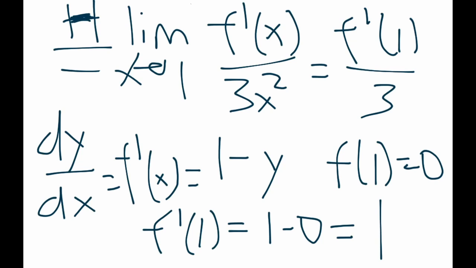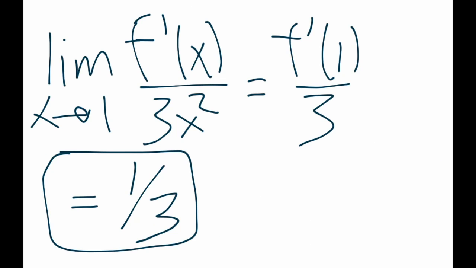Since we know that dy over dx equals f prime of x, which equals 1 minus y, and f of 1 equals 0, that means that f prime of 1 equals 1 minus 0, which equals 1. Therefore, the limit as x approaches 1 of f prime of x over 3x squared equals f prime of 1 over 3, which equals 1/3, which is the answer to this problem.